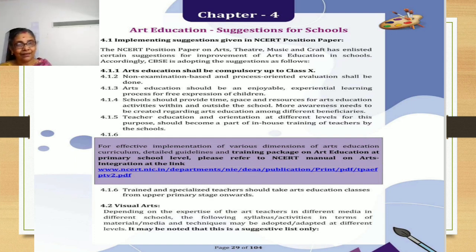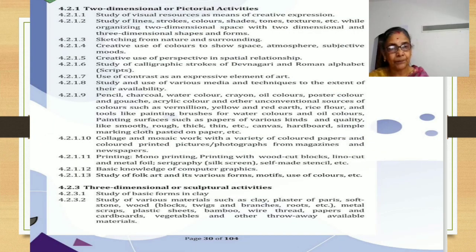Yes, in this circular, as I told you, some numbers are very important. On the side you can see that if you are implementing the suggestions given in the NCERT position paper, you can see how art education can be implemented. This first one is about the school, and the last is about visual arts. Visual arts, there is 4.2. I am asking you to focus on 4.1.1, 4.1.2. Anyway, these pages are not that important for the students. It is all about the school. Majority of the work is concerned with the school, and you can go through that, but the next page you can focus more on.